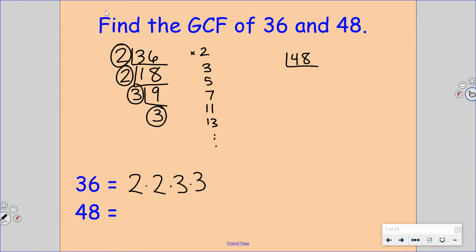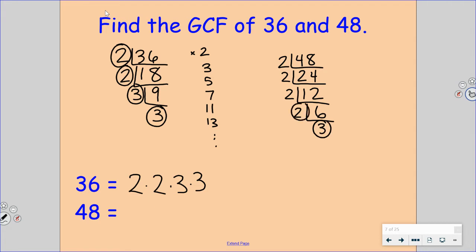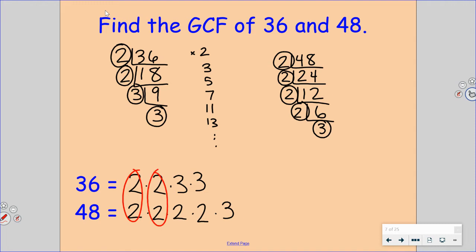Now let's do the same thing with 48, because 48 is even, 2 goes into it, 24 is even, 2 goes into that, 12 is even, 2 goes into that, 6 is even, 2 goes into that, and we have now identified the prime factorization of 48, which would be 2 times 2 times 2 times 2 times 3. Notice I'm not going to use power form because to find the greatest common factor of these two numbers, we should identify all numbers that are shared in common.